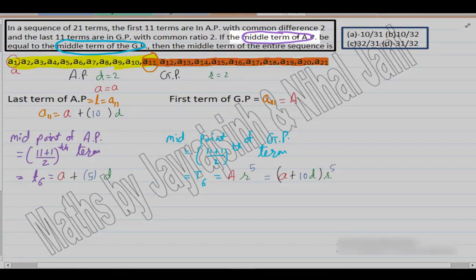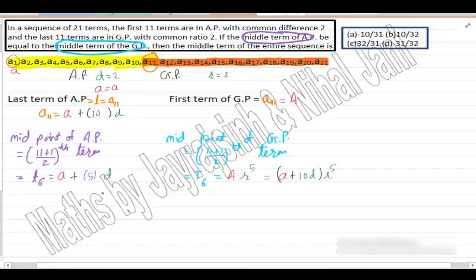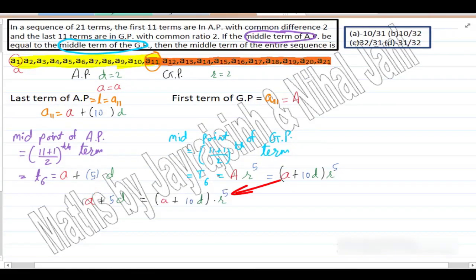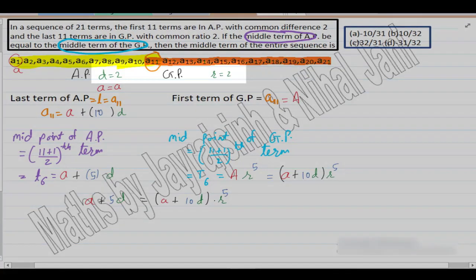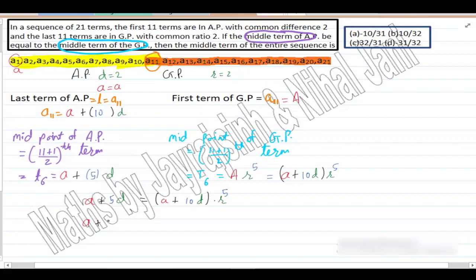Okay, now in the question it is given that the midpoint of AP is equal to the midpoint of GP. So here we can say small t6, which is a plus 5d, is equal to capital T6, which is (a plus 10d) into r raised to 5. Now let's put the value of d and r. So here we will get a plus 5 into 2, or we can say 10, is equal to (a plus 10) in the bracket, 2 raised to 5, or we can say 32. So finally, after solving this, we will get a is equal to minus 630 upon 31, right?